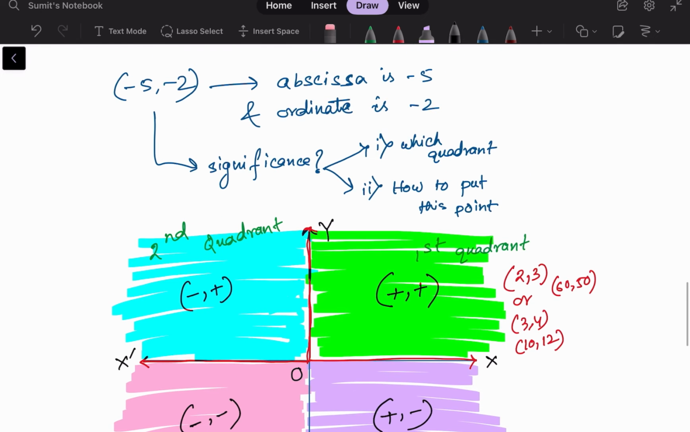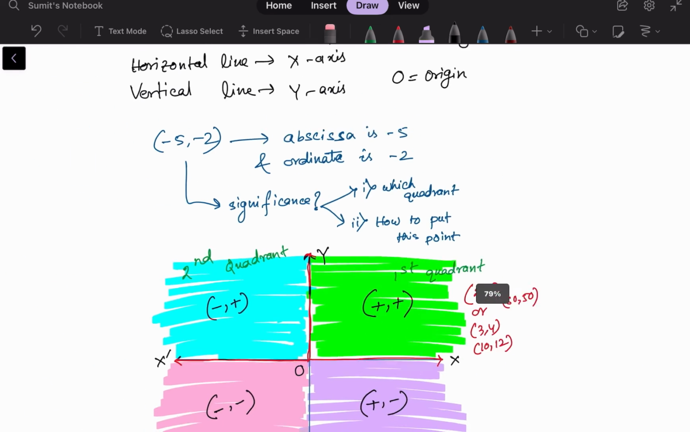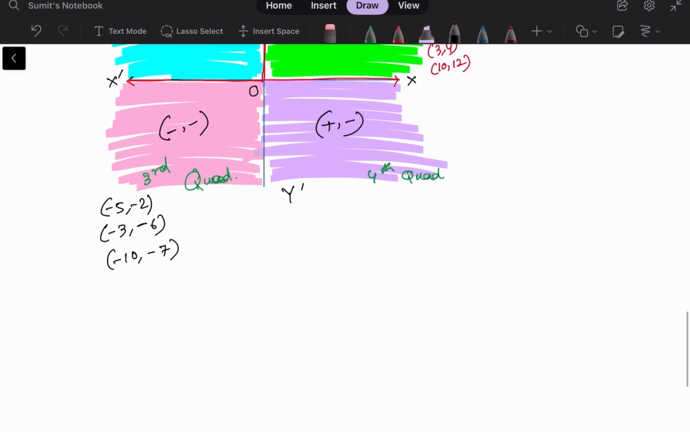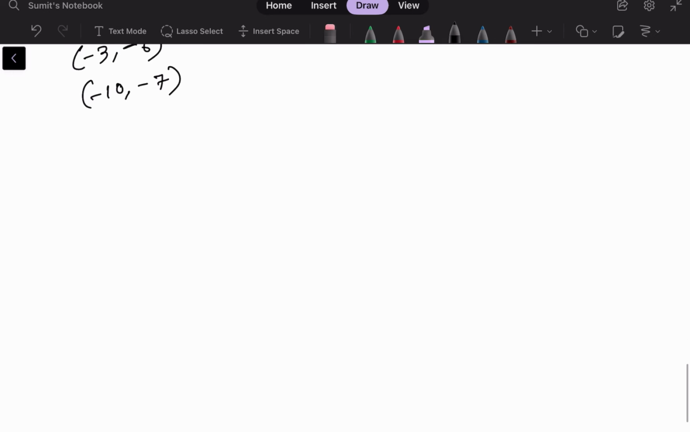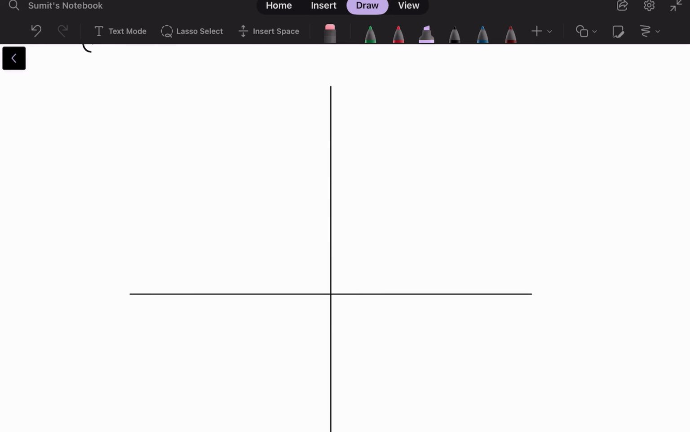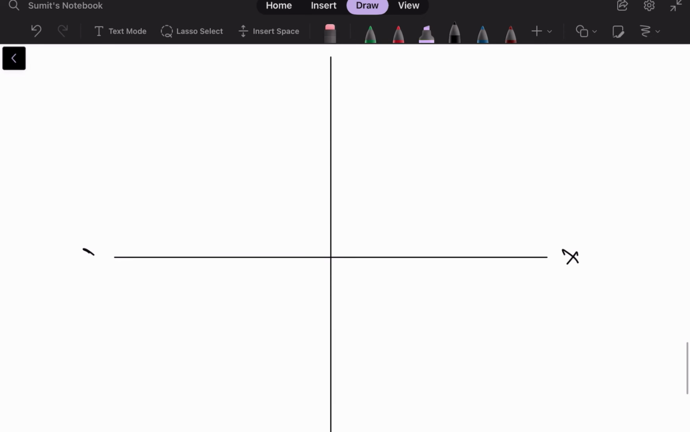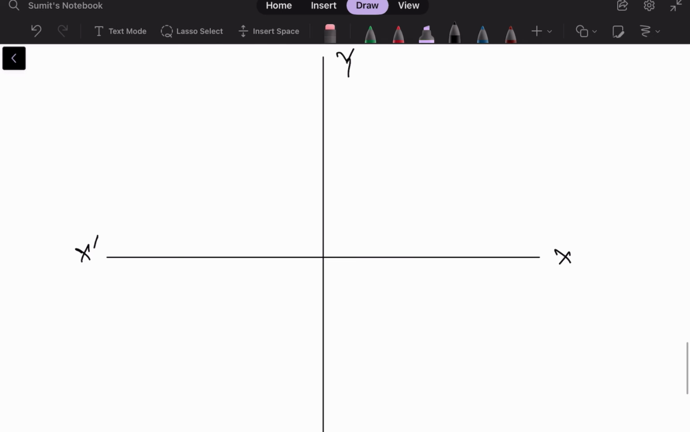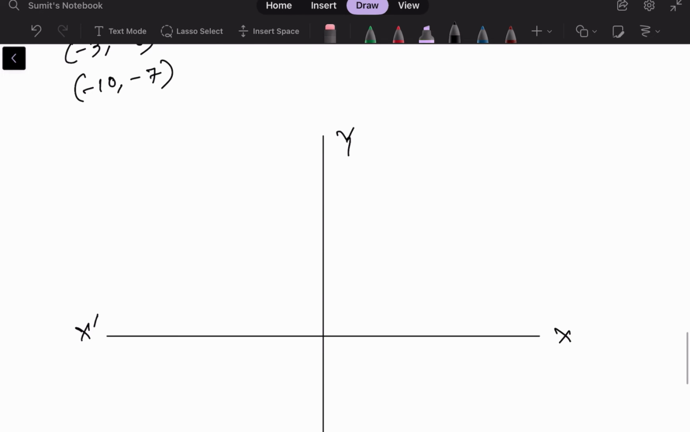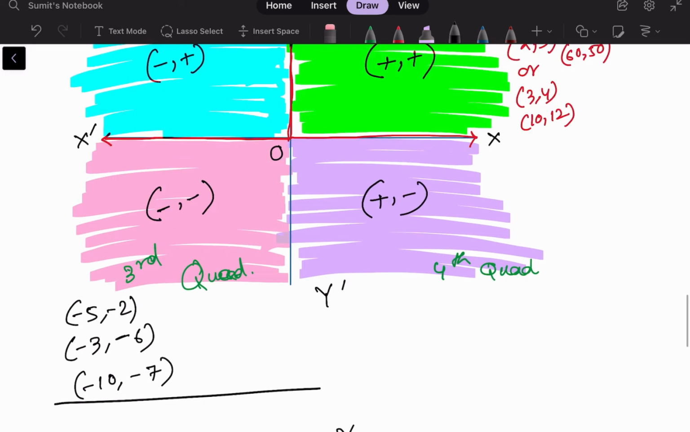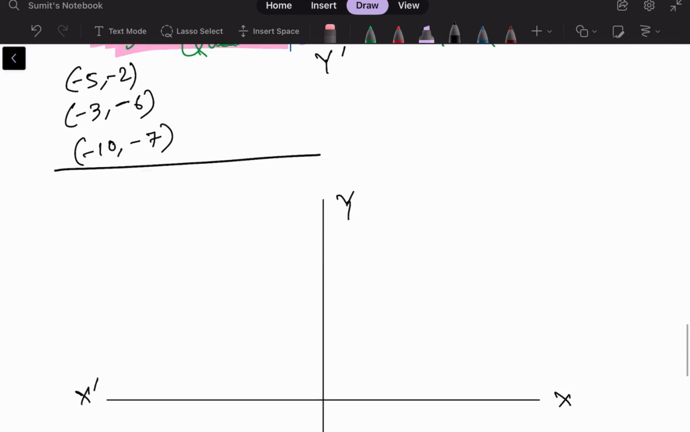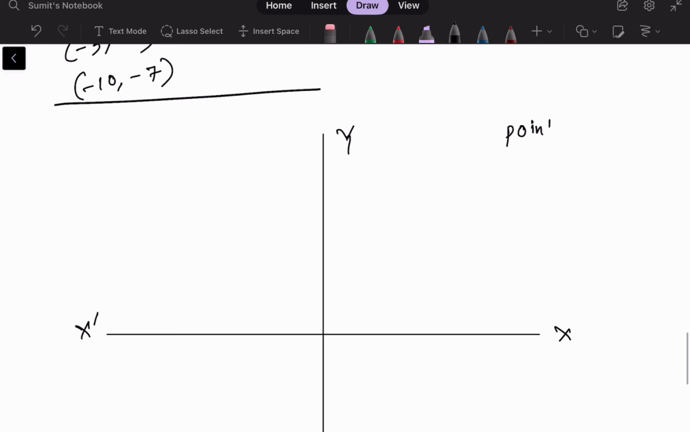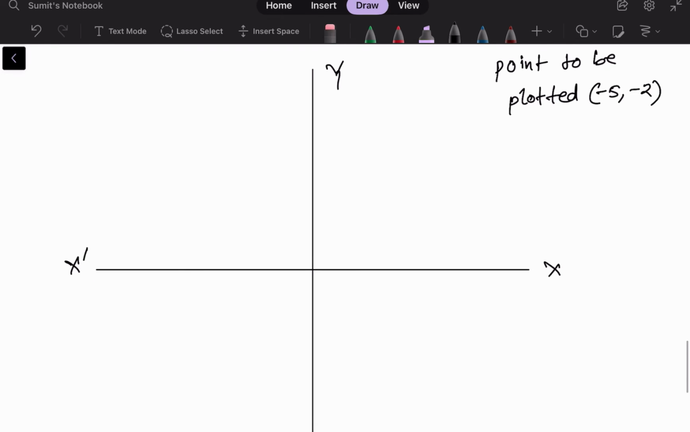Next we will learn how to plot a point. For this question we draw another coordinate system, with x and x dash, and y and y dash. The point to be plotted is -5 comma -2. How to plot this?